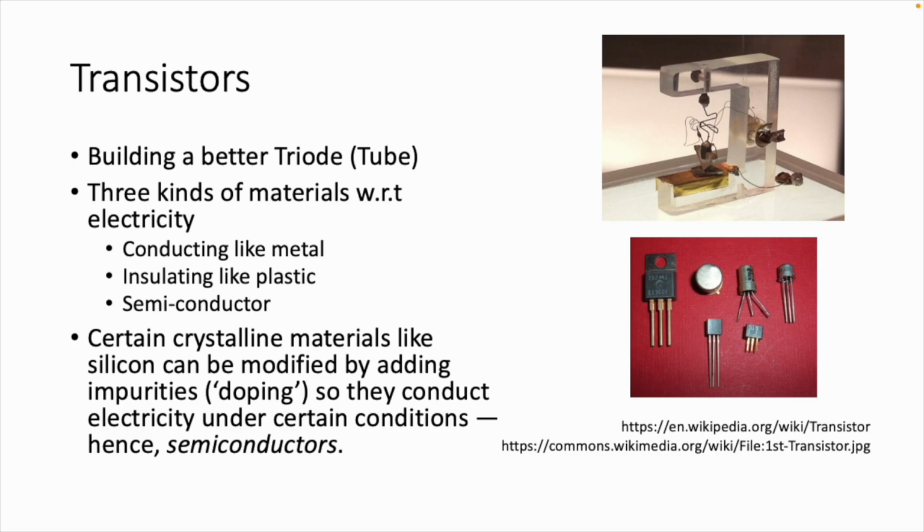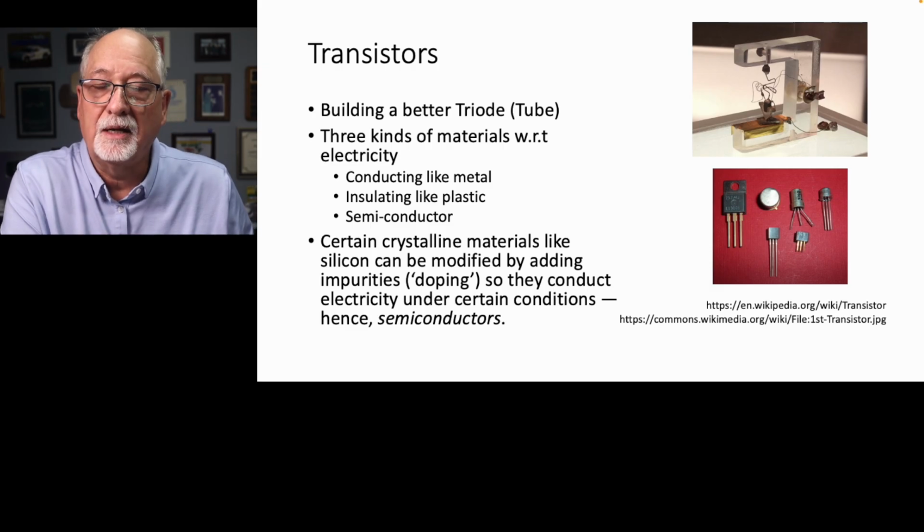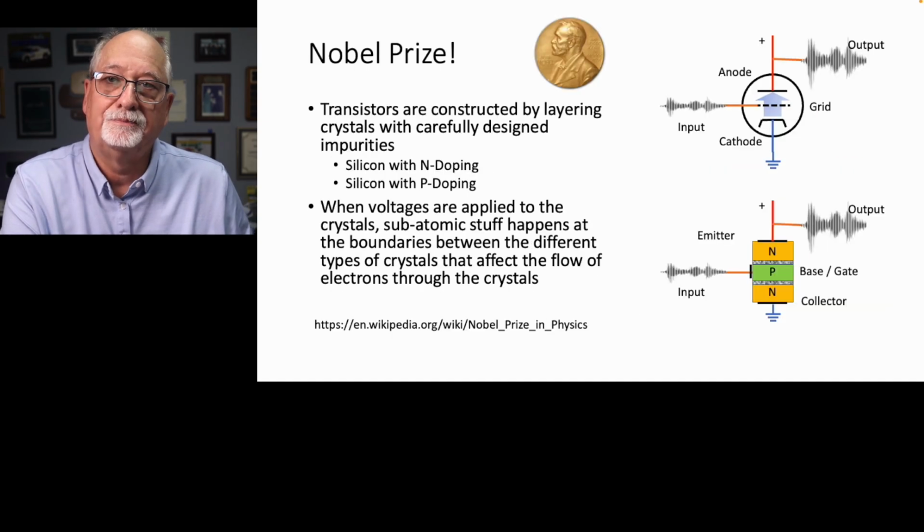But for transistors, there's this thing called a semiconductor, and it's certain crystalline materials, like silicon, that can be modified by adding certain impurities. They call that doping. So these conduct electricity under certain conditions, and hence they call them semiconductors, sometimes conductors.